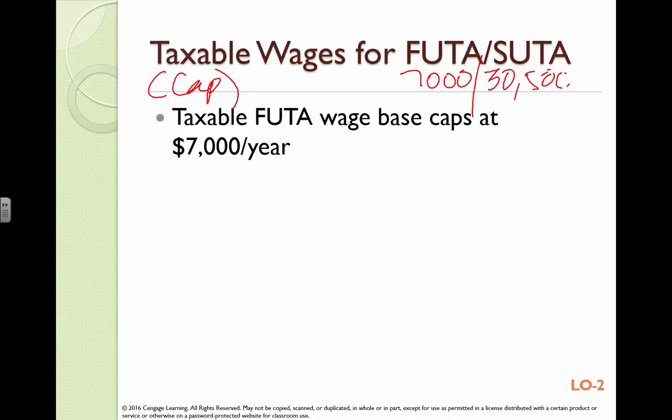So taxable FUTA wage base caps at $7,000 a year. So it's $7,000 per employee per year. If you go and have 4 jobs and make $10,000 in each of them, does each employer have to pay up to that $7,000 on you? They do, because how do they know about each other, right?